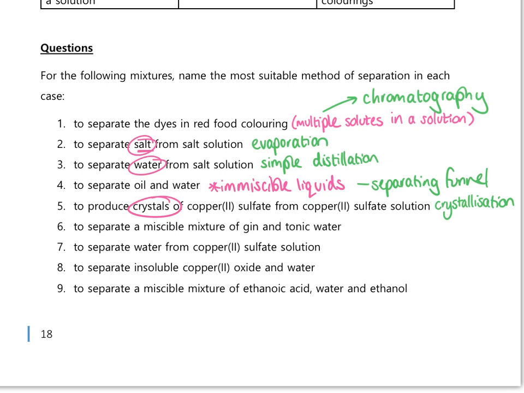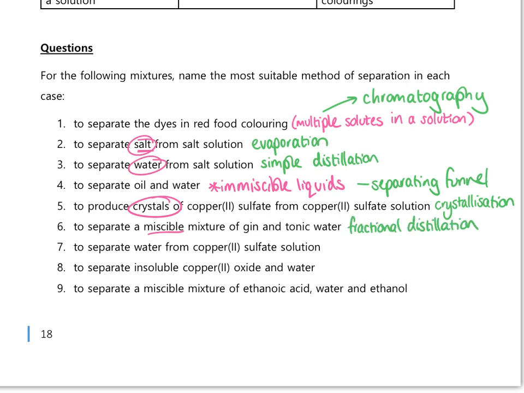Number 6 then is to separate a miscible mixture of gin and tonic water. So both are liquids, but they are miscible liquids. They mix, so I cannot use a separating funnel because they will both just form one layer. And so what I want to use here is fractional distillation, because that will give me a good separation between my two liquids that will have different boiling points.